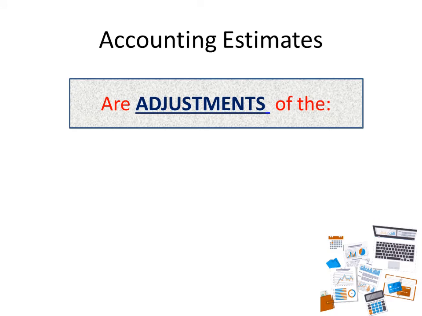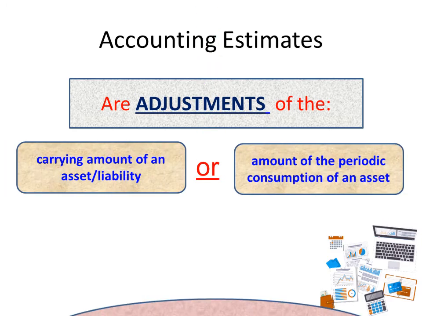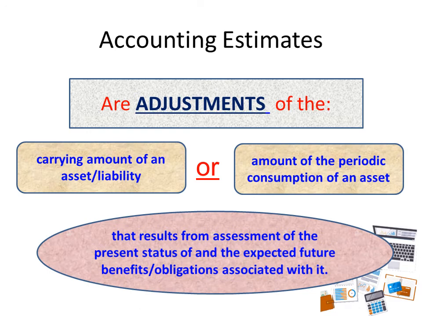Our adjustment of the carrying amount of an asset or liability, or the amount of periodic consumption of an asset or liability, results from assessment of the present status and expected future benefits associated with it. So take note, as said in the disclosure, we need to check the carrying amount and the periodic consumption, the life of the asset, so that we will determine or assess whether this would affect the beginning or the ending.